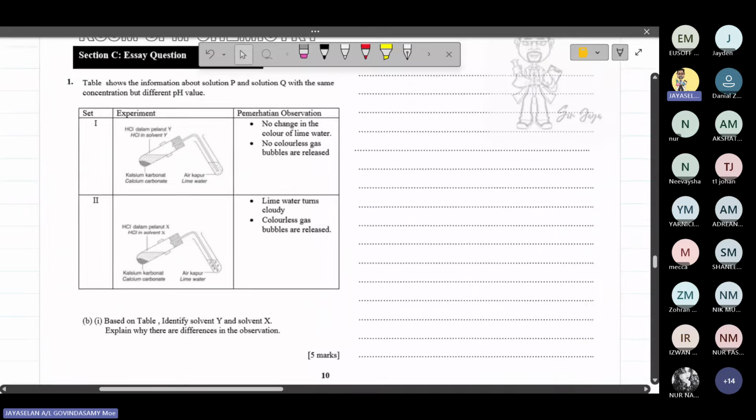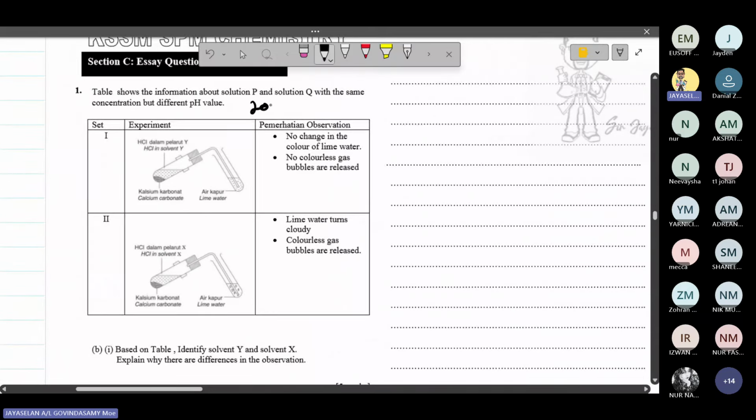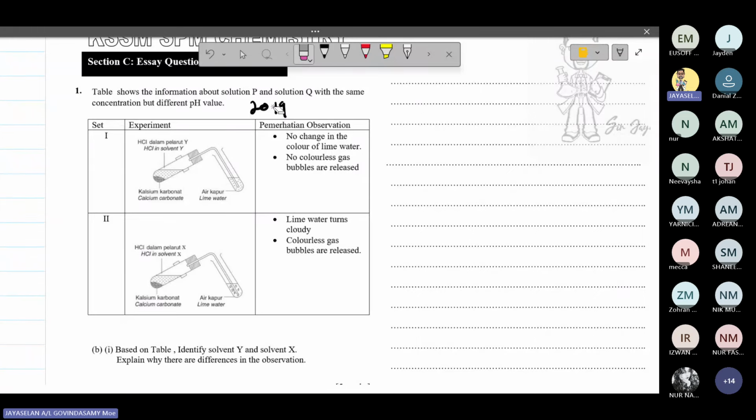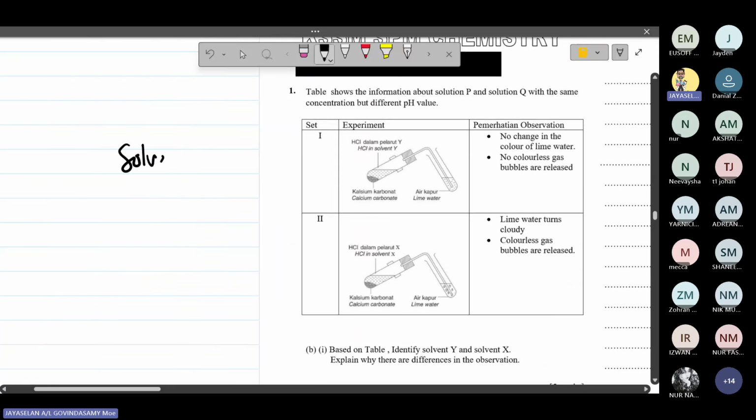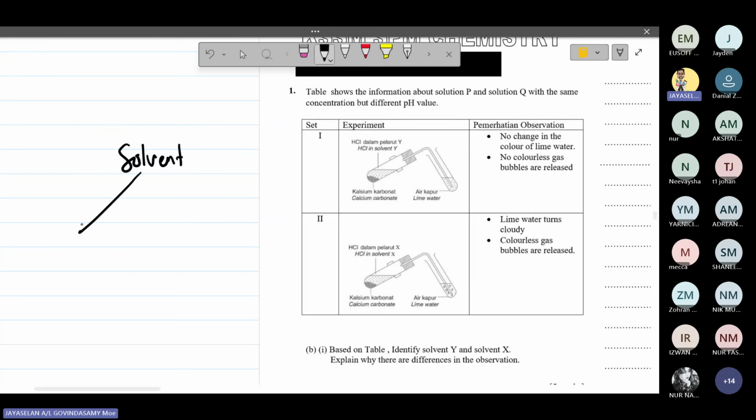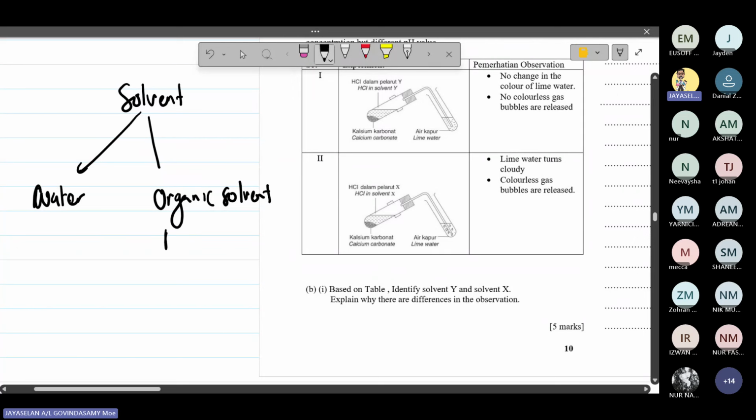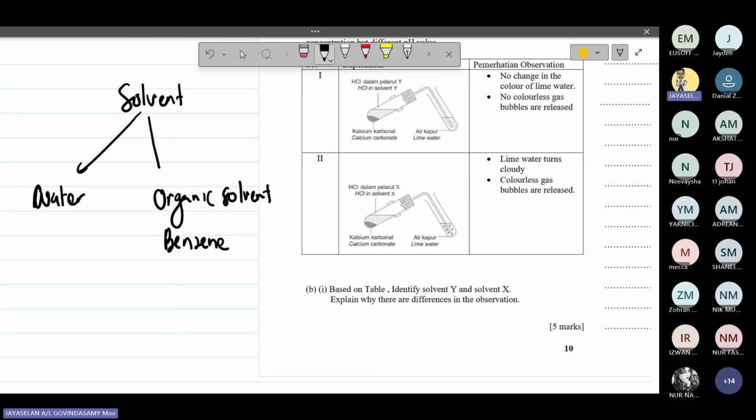Okay, next one. This is a 2019 trial paper, and a few trial papers have come out, so I took it and put it here. This is solvent. Always remember there are 2 types of solvent. One is called water. Another one is called organic solvent. Examples of organic solvent, if asked, remember benzene solution, tetrachloromethane, 1,1,1-trichloroethane. Just take simple ones.